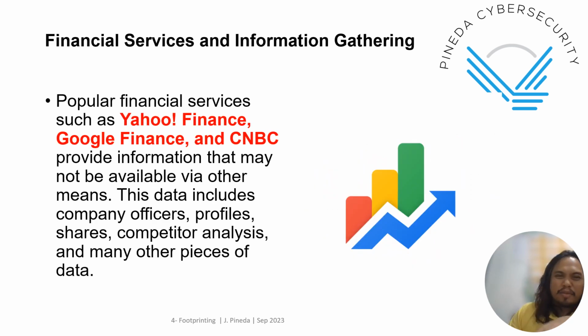There are other services like financial services information gathering. So you have the finance version of our search engines, like Yahoo Finance, Google Finance. There's also CNBC. This is to get information about the performance of the organization that you're working on, and its competitors, and how you can use that later in your attacks.